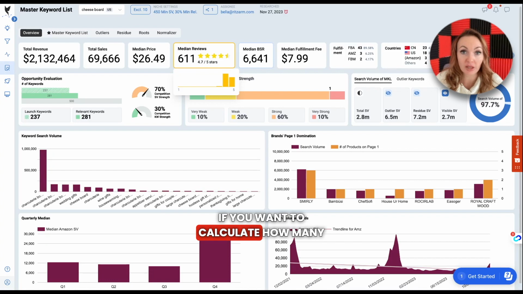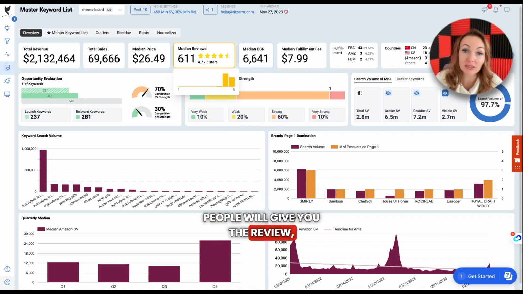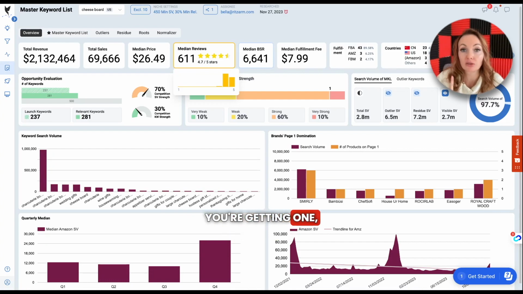If you want to calculate how many people will give you a review, it's about 1 to 5% of the sales. So if you're selling 100 units, you're getting 1 to 5 reviews. So let's assume you sold 1,000 units, you got 50 reviews. You sold 2,000, you got 100 reviews. So now you can calculate how many units you're supposed to sell to get to 600 reviews. So we have to sell an average of 12,000 units to have 600 reviews.